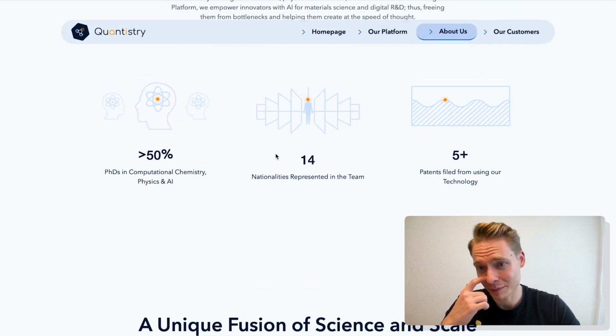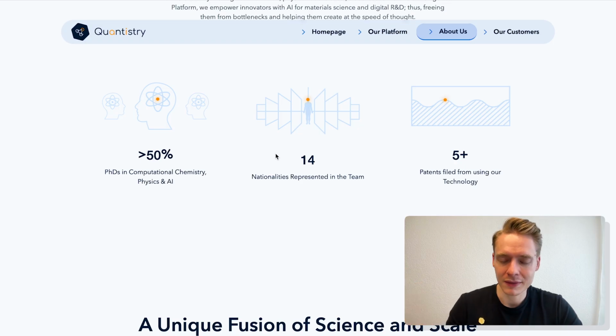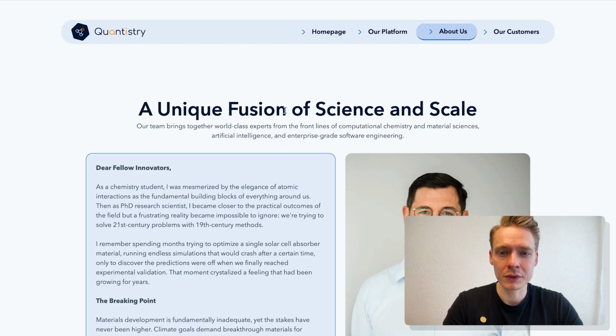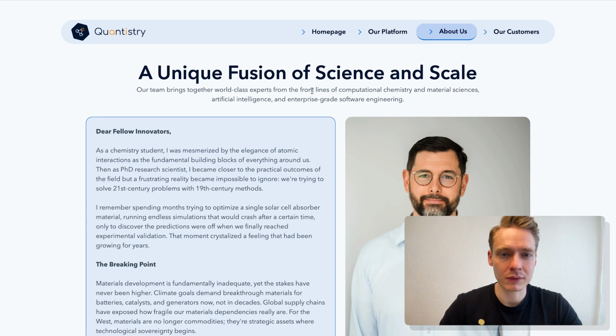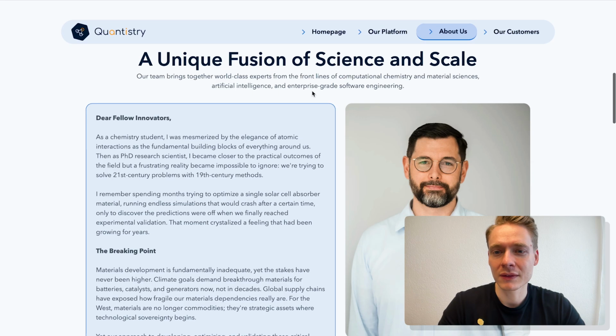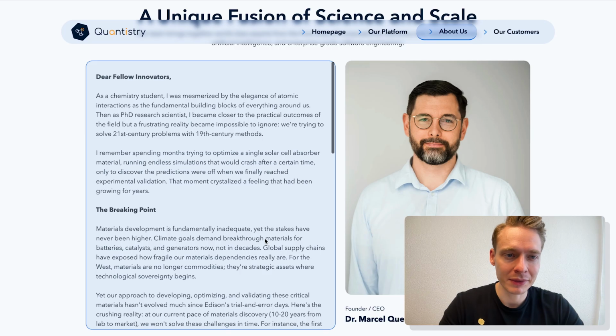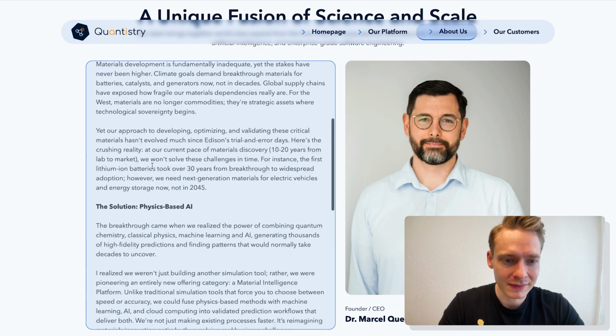And then here are some numbers that describe the R&D efforts of the company. So more than 50% PhDs in computational chemistry, physics, and AI, 14 nationalities represented in the team, and 5+ patents from using their technology. A unique fusion of science and scale. Our team brings together world-class experts from the front lines of computational chemistry and material sciences, artificial intelligence, and enterprise-grade software engineering. And here we see the founder and CEO of the company and some, let's say, statement here.